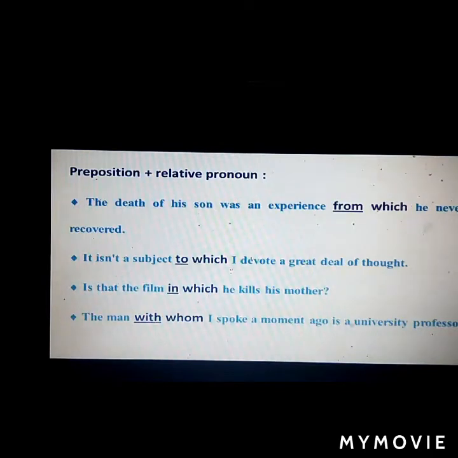Next. The manager to whom I sent the letter عشان I send a letter to someone. The manager to whom I sent the letter didn't agree to give me the job. مش وافق ان هو يديلي الجوب. يبقى نخلي بالنا ان ممكن مع relative pronoun يجي معاه prepositions.